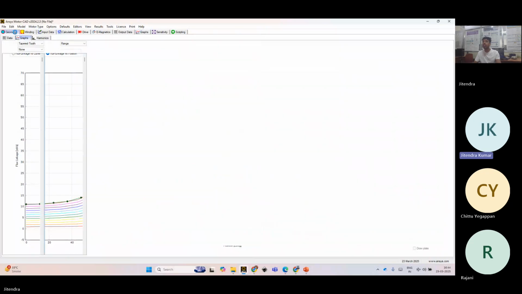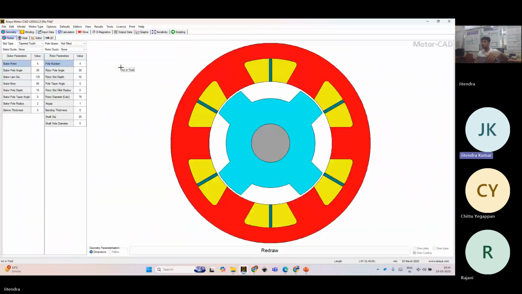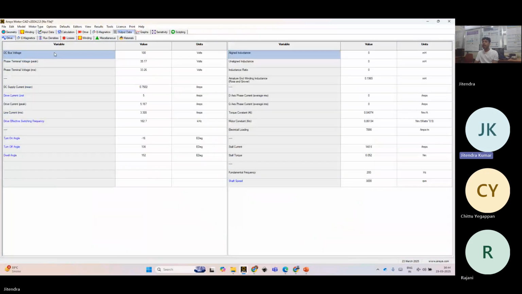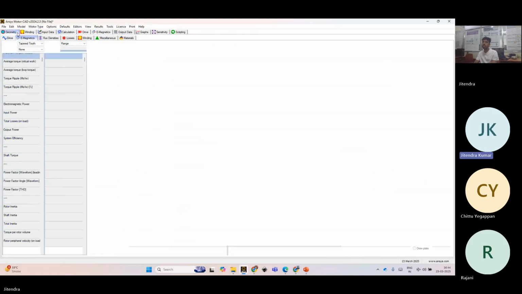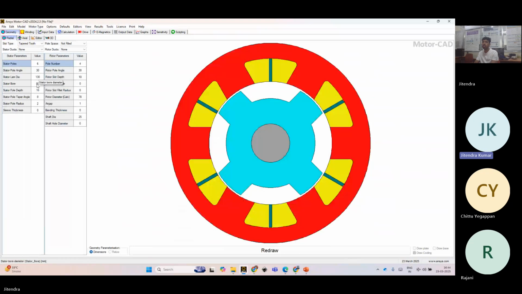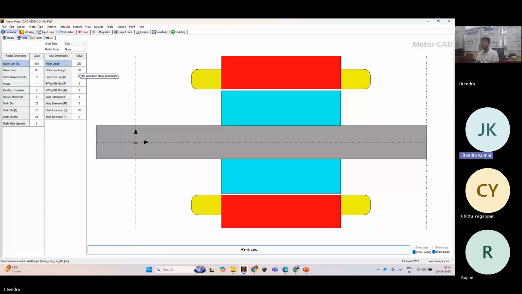Let us first discuss the geometry. So this is the geometry. How many stator and rotor poles are there? Can you please let me know? The rotor poles are 4, sir. Stator poles are six. So it is a six by four combination, right? And the power it is generating is 60 watt. So it is a 60 watt SRM with a bore diameter of 80 and axial length of 90 mm.